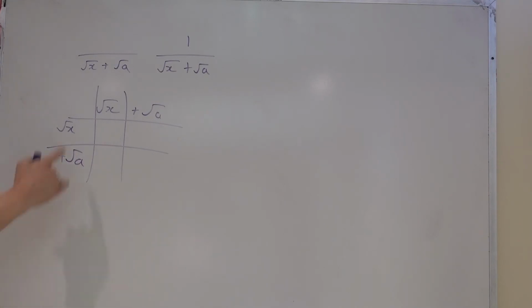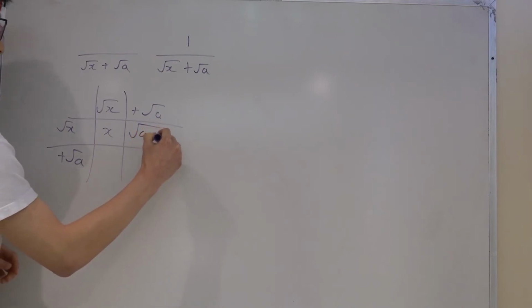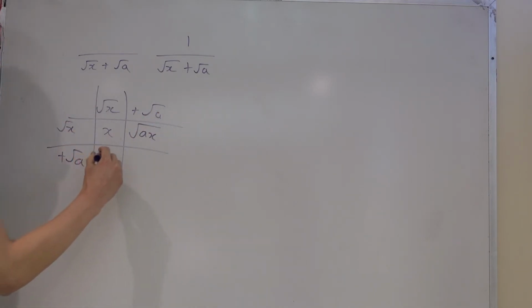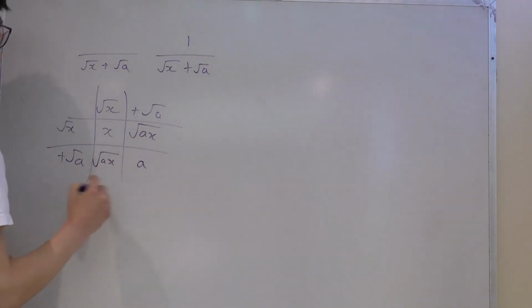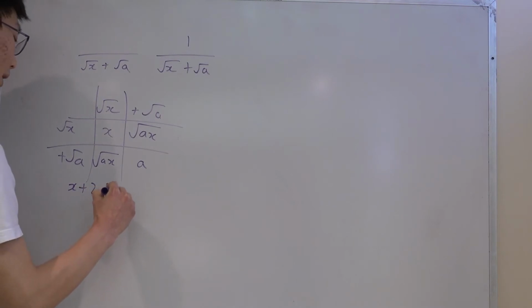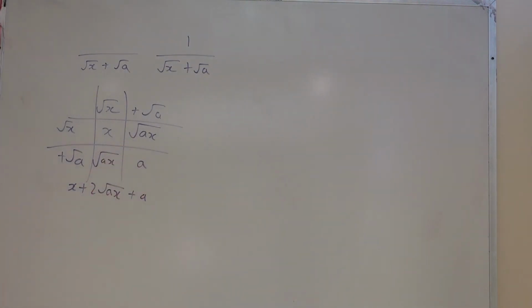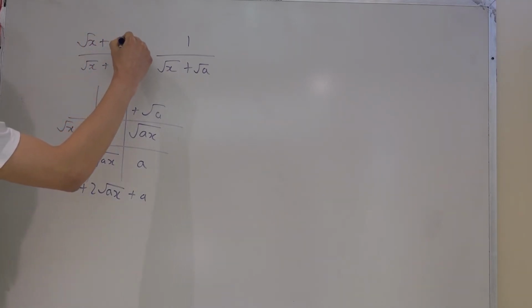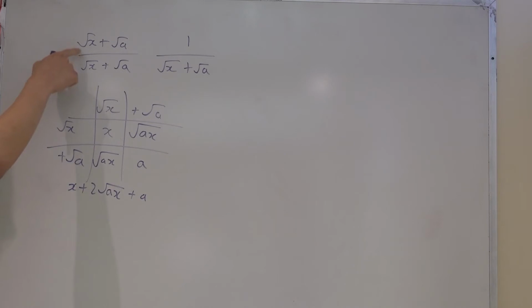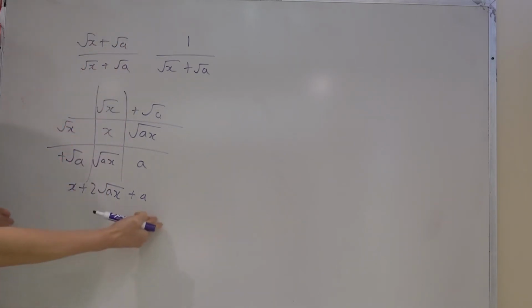If you multiply these two together, you get x. You multiply these two together, you get root ax. You multiply these two together, you get root ax again. And you multiply these two together, you get a. That gives you x plus 2 root ax plus a. So if we did multiply by root x plus root a over root x plus root a, we would get this in the denominator. We still have a radical here, and this is a bad thing.